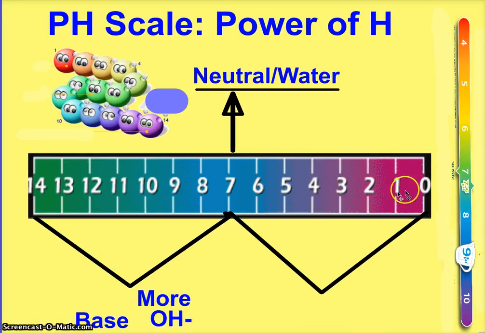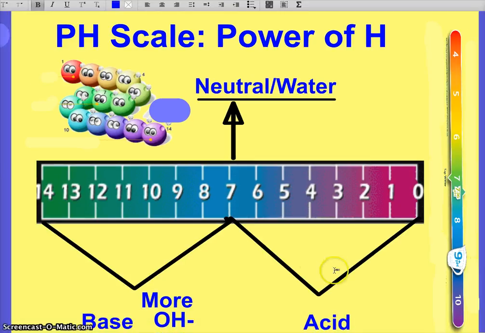What about 0 through 6.99999? It's an acid. And here, what do you think we're going to produce more of? Hydrogen ions. Good. Because if bases produce more hydroxide ions, acids will produce more hydrogen ions.